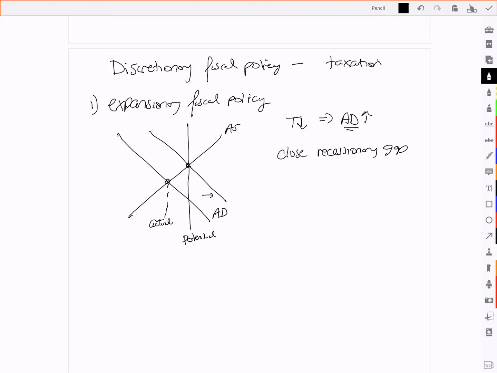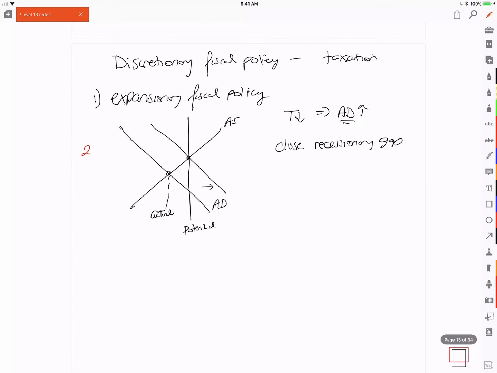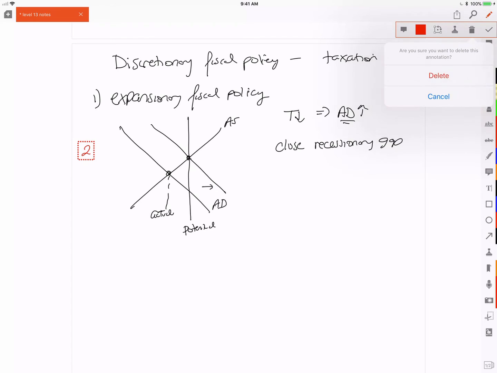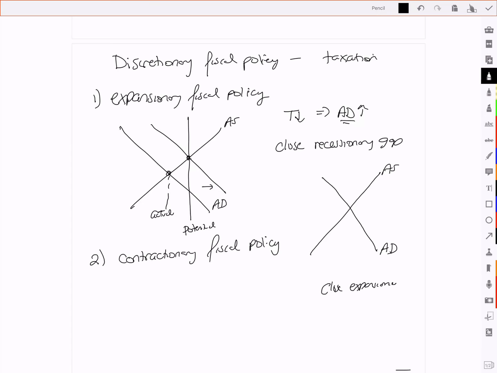All right, second one. Make that go away. All right, number 2. Number 2 is contractionary fiscal policy. So with contractionary fiscal policy, here's aggregate demand, here's aggregate supply. We're trying to close what type of gap? We're trying to close an expansionary gap. So let's draw an expansionary gap. Expansionary gap says here's our potential, and there's our actual.